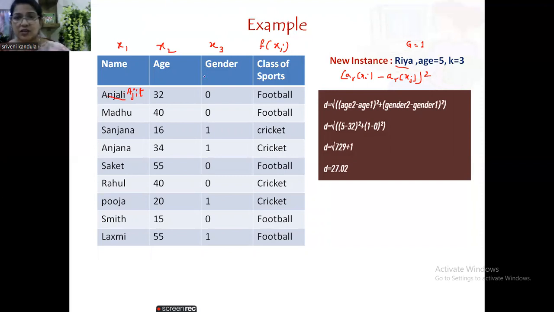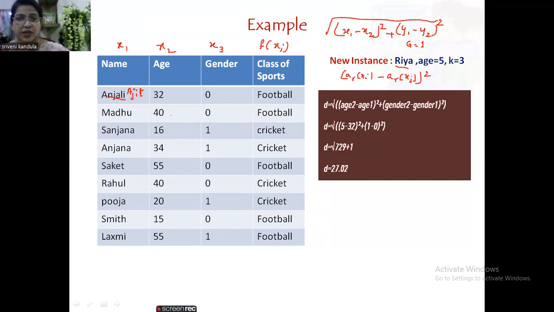Actually, this is from the simple distance calculation. Usually we calculate (x1 minus x2) whole square plus (y1 minus y2) whole square, right? Using the Pythagorean theorem, whenever you want to find the hypotenuse, we use this formula. In the same way, here also we are using a similar formula for the Euclidean distance. If you simplify, we get a value of 27.02.